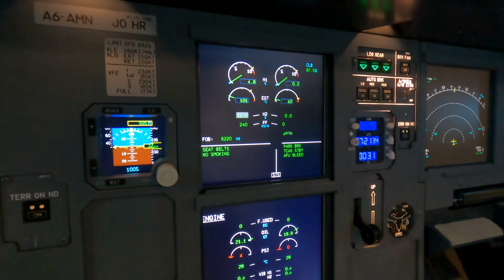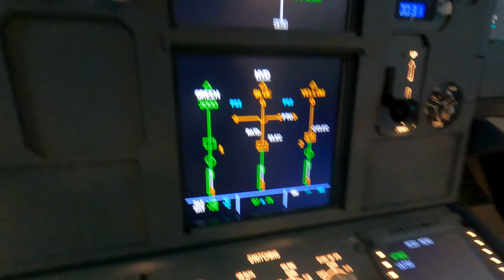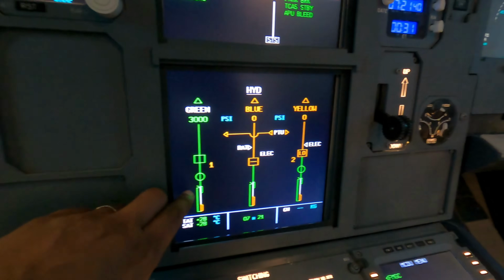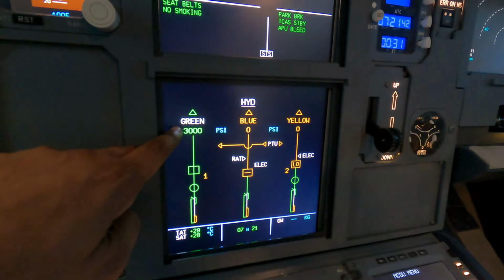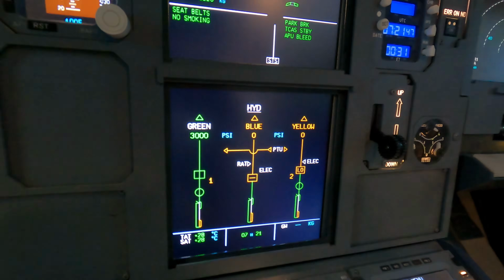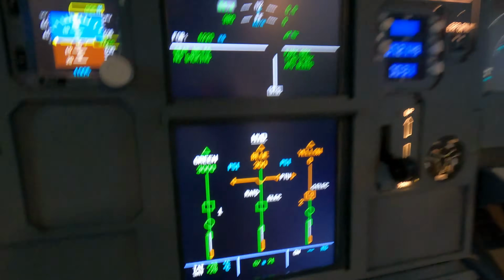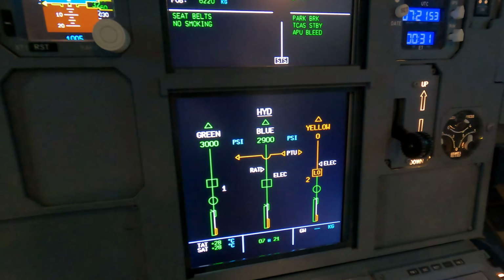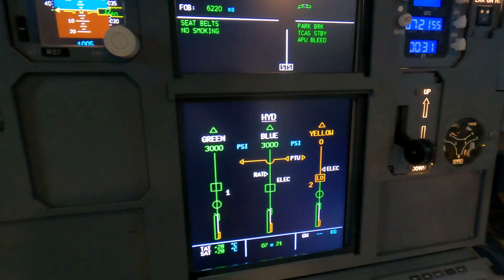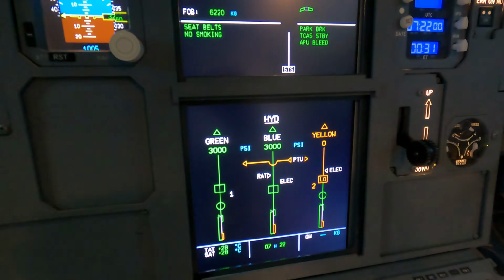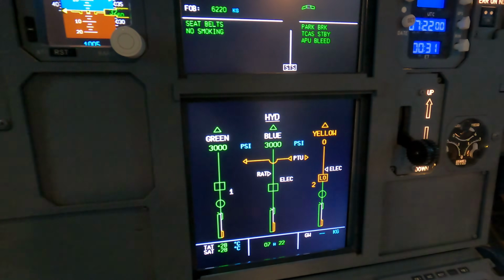As that engine comes to life, let's see what happens on the hydraulic page. Look at that. Because the engine's already pressurizing, the green hydraulic system is pressurized. As that engine stabilizes, look at that. The blue hydraulic system is now coming to life as well. So we have the green and blue hydraulic system active now, which is operated by engine number 1.